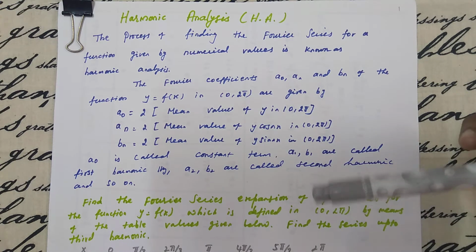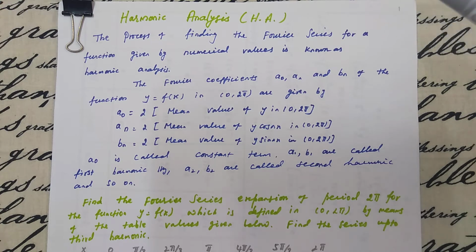We know very well the general form of a Fourier series f of x. If the question asks only up to the first harmonic, we will find a1, b1 and substitute in the required series. For the second harmonic, we need to find a0, a1, a2, b1, b2 also. Likewise we have to do the problem.